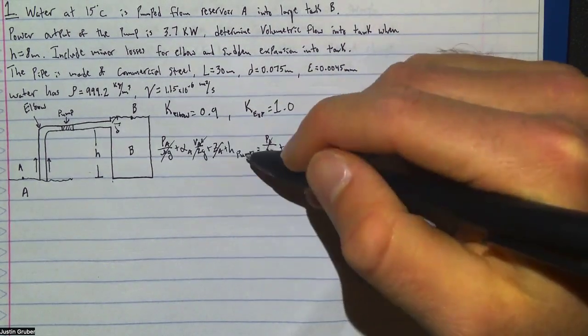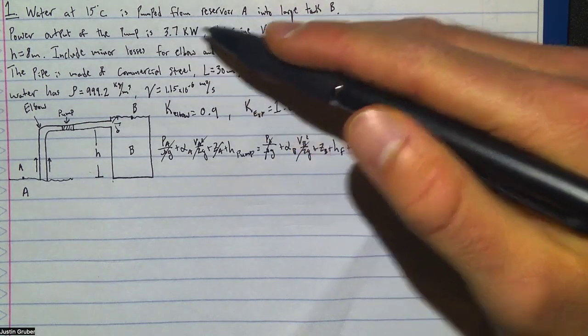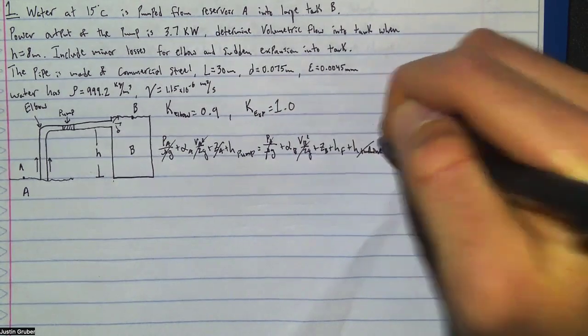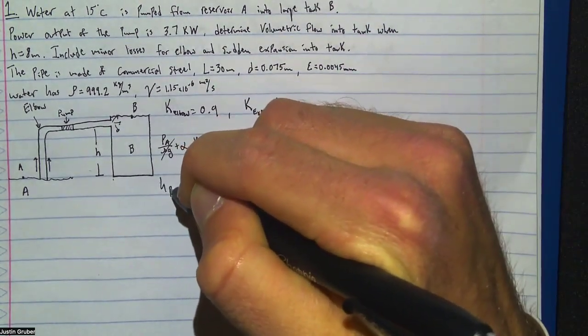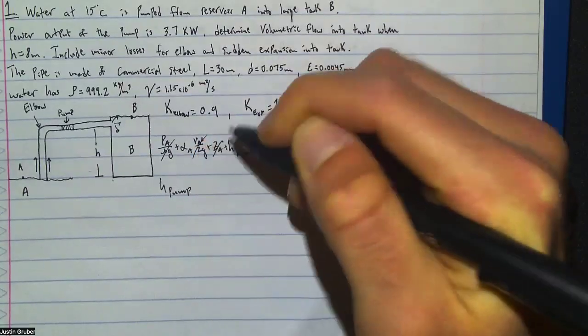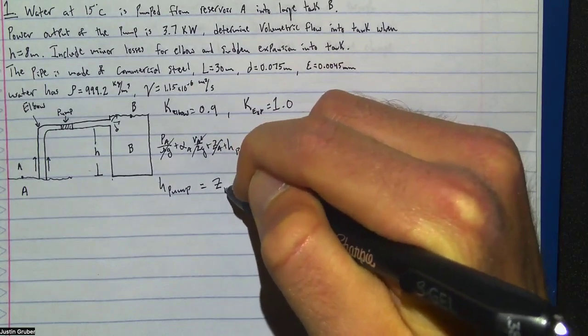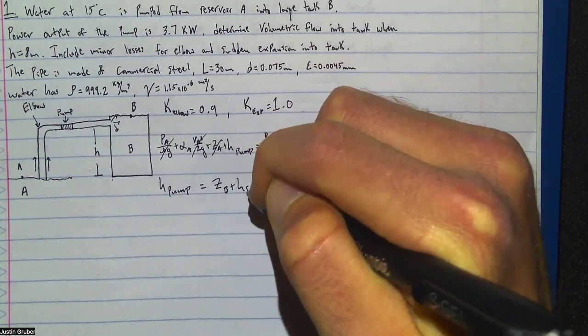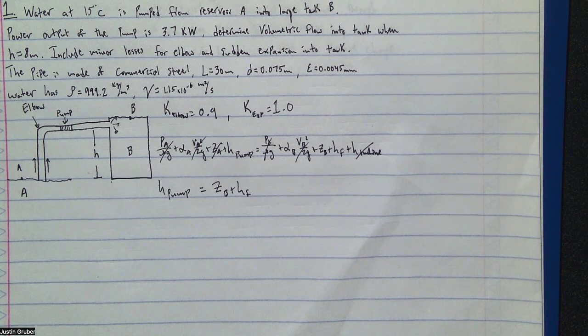Then we have some H pump. We've got some pump work going on. That's where that comes from. But we don't have any turbine, so that can go away. So our equation simplifies down to H pump equals ZB plus HF. And now you go, all right, that's a pretty easy looking equation, but there's a lot of stuff we don't know.